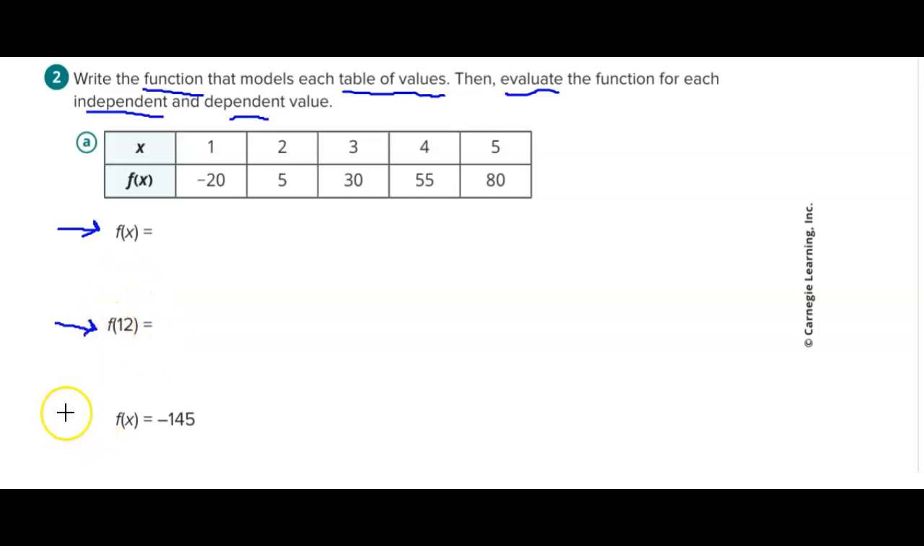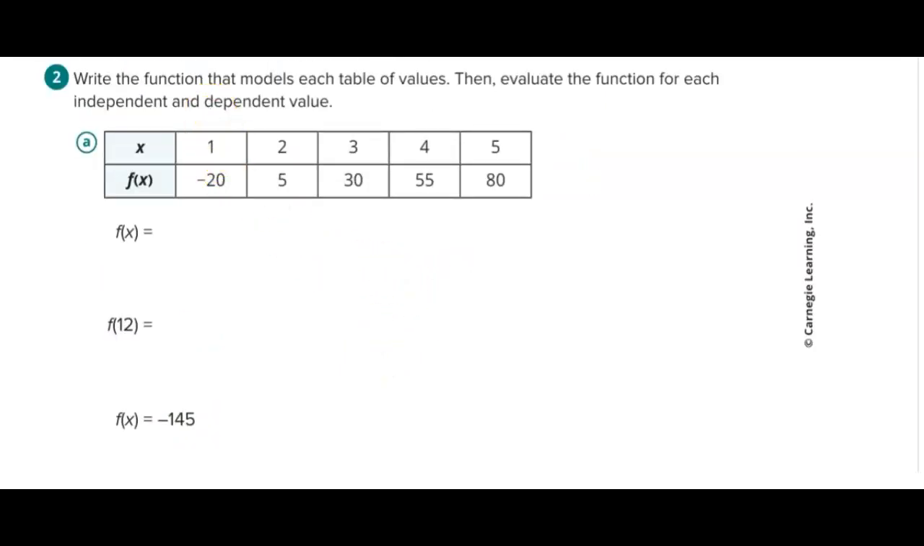And then you're also going to figure out or calculate what x would be, what your input would be if you're given the output of negative 145. So if negative 145 was here in this table, what would your x be? So that's what we're doing in this section.